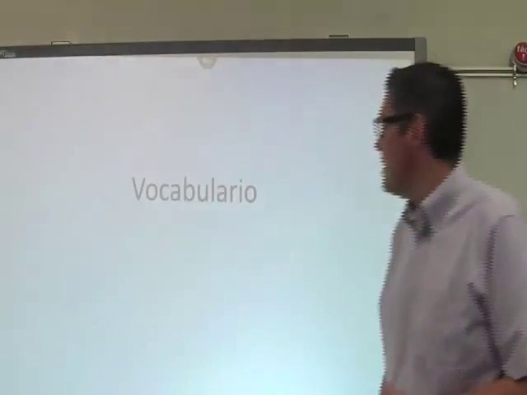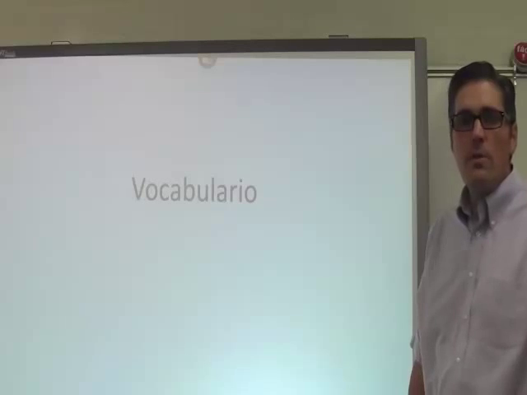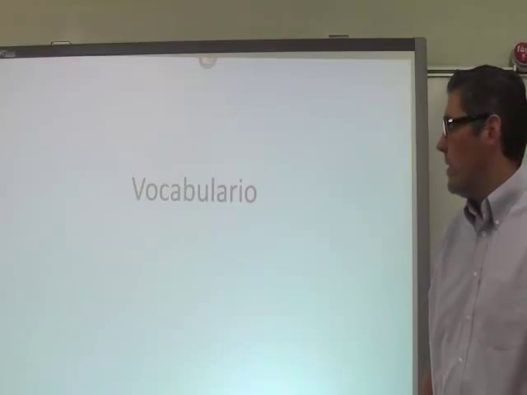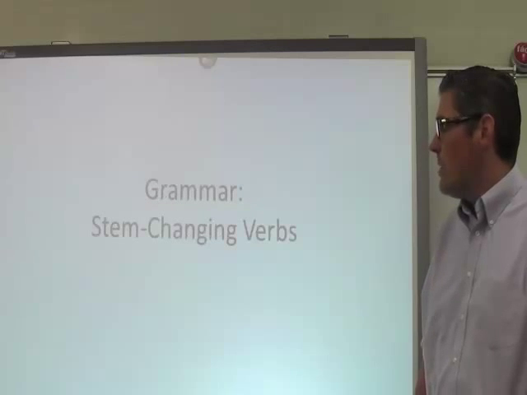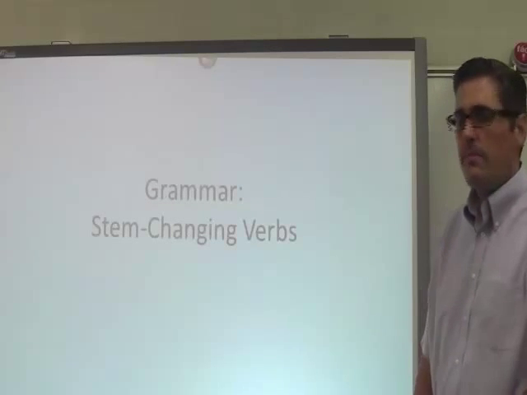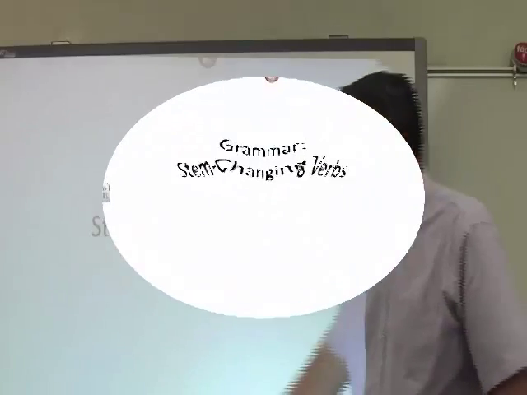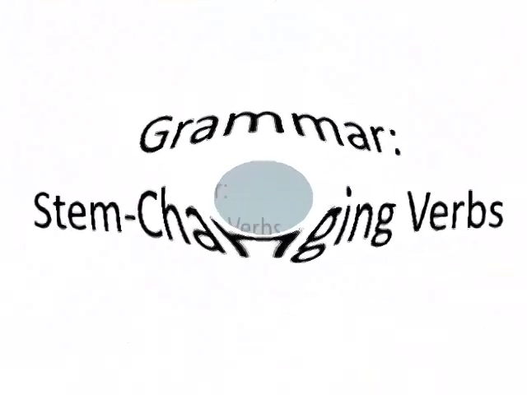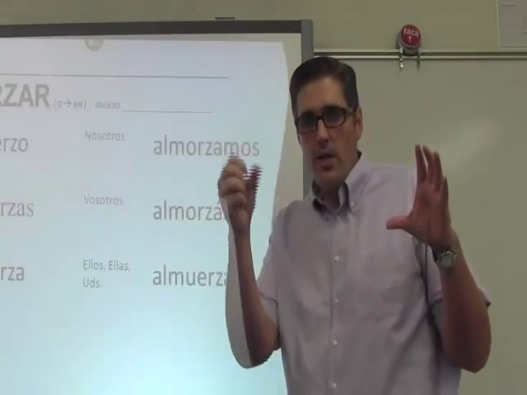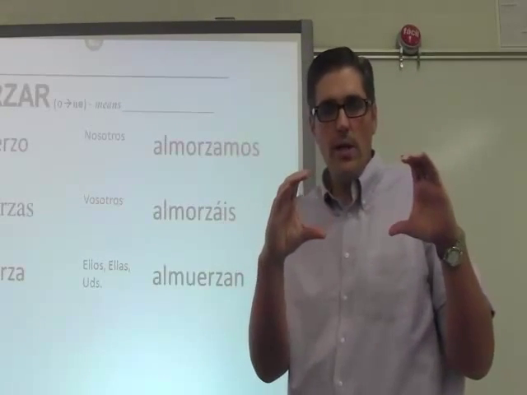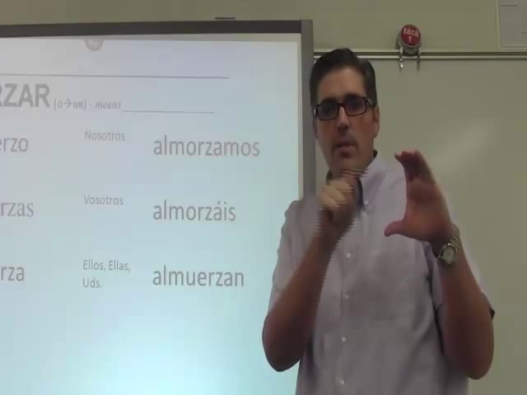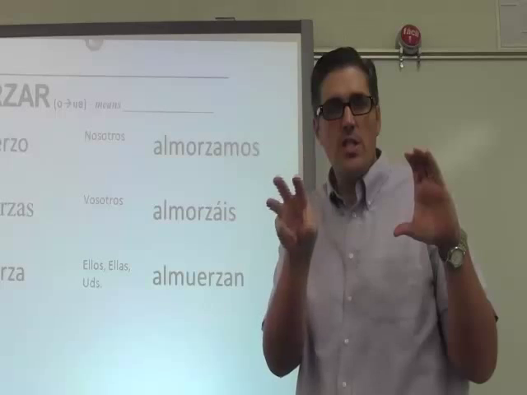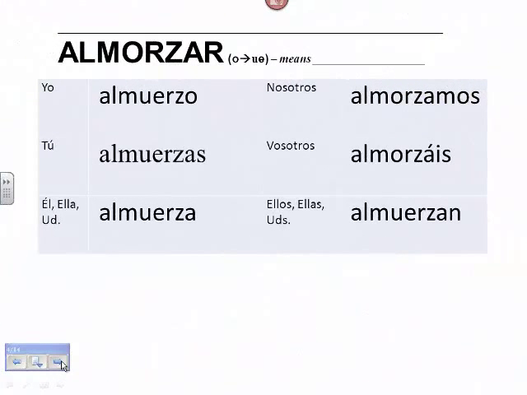Okay. Now that we've gone over some of the vocabulary, we want to do a quick review of some of the grammar that we've been working on. We started with stem changing verbs. When you drop the AR, ER, IR, you're left with the stem of the verb. So if you had jugar, you drop the AR, you're left with jug, that's your stem. Stem changing verb means we change the spelling in that stem. So instead of J-U-G, now we're going to change it to J-U-E-G. That's the stem changing verb.